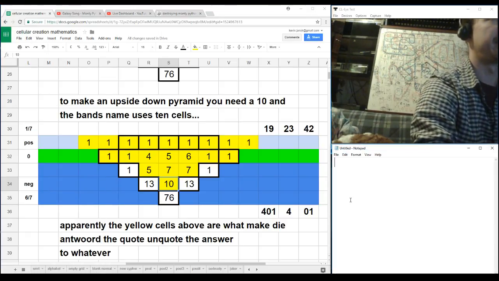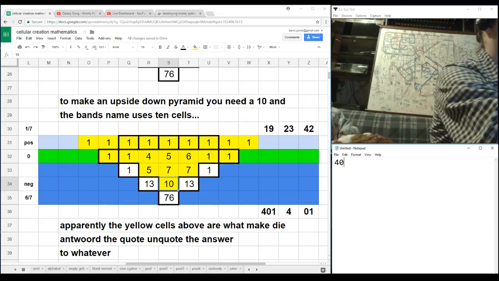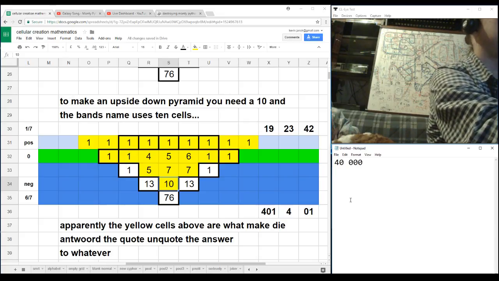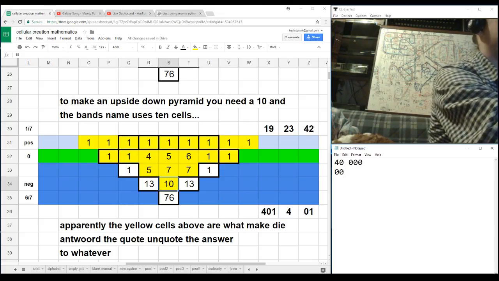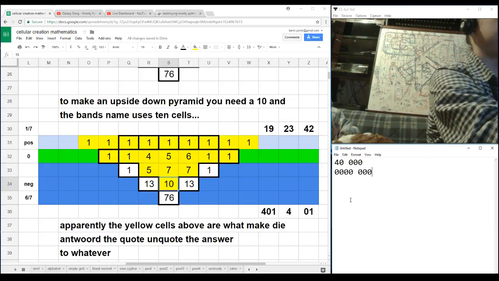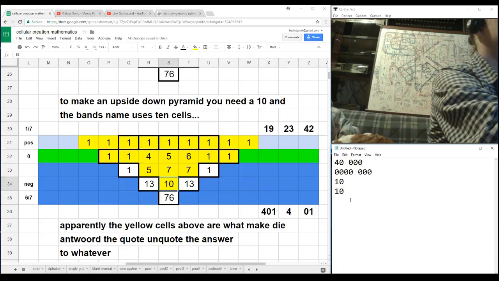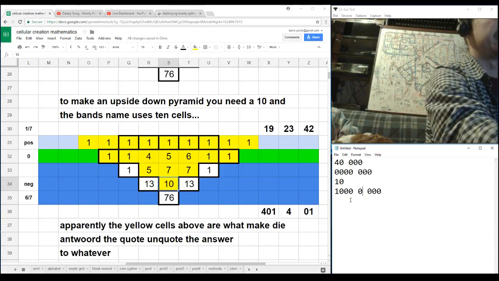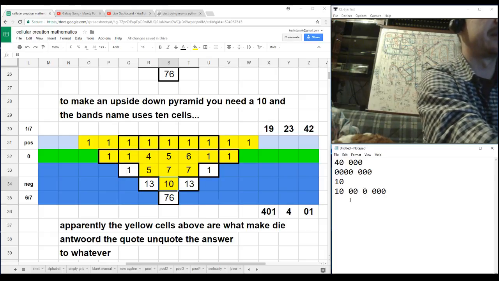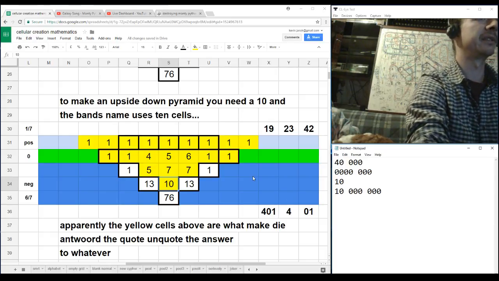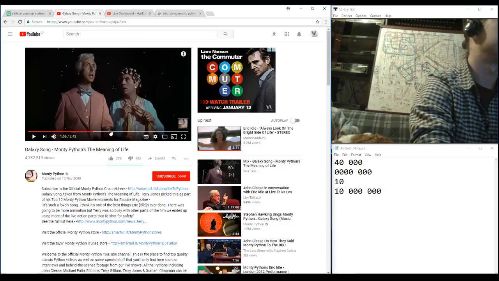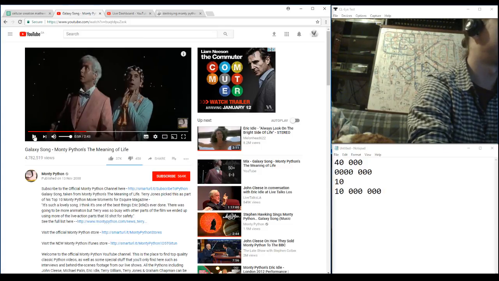Okay, so what do we have here? We had 40,000, which could be 4 zeros and 3 zeros. And we have a 10, which would be a 1, 0, 0, 0, 0, 0, 0, 0. Now that's not really 100 million yet. That's only 10 million. It's not really at the billions yet, right? That's what I'm supposed to be at here.